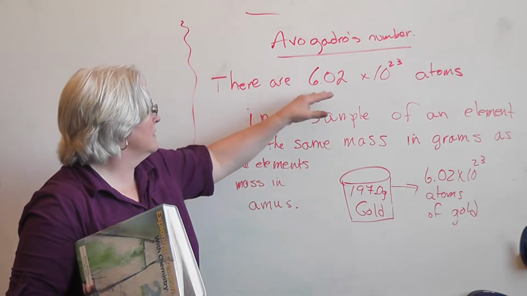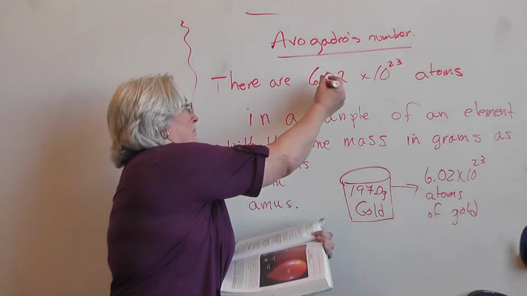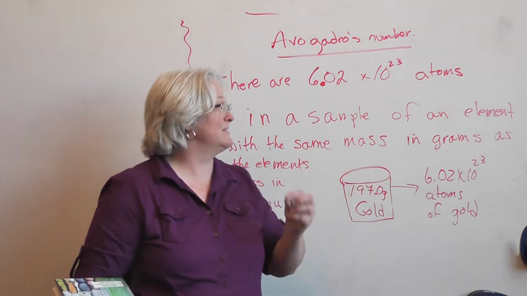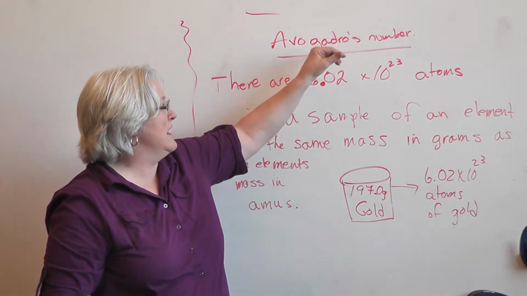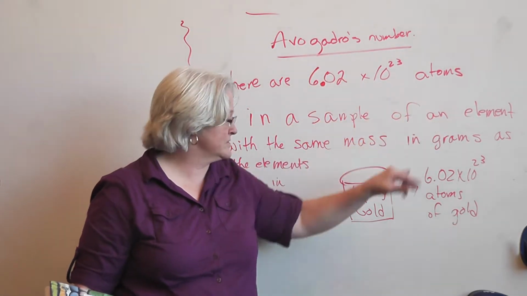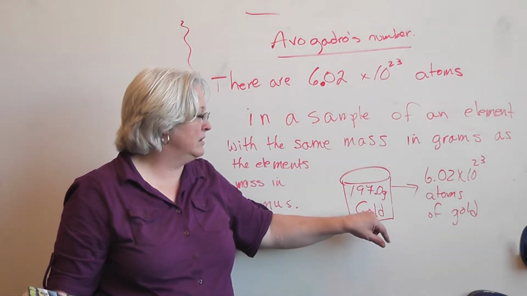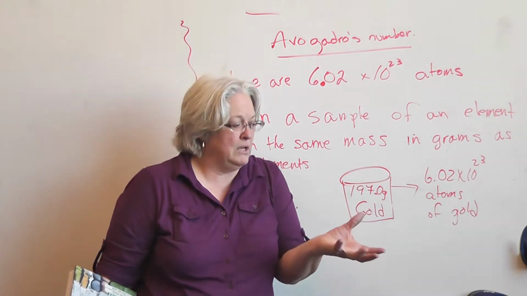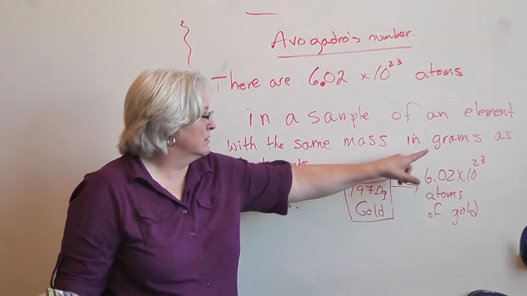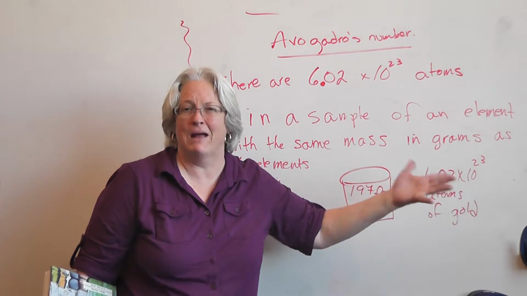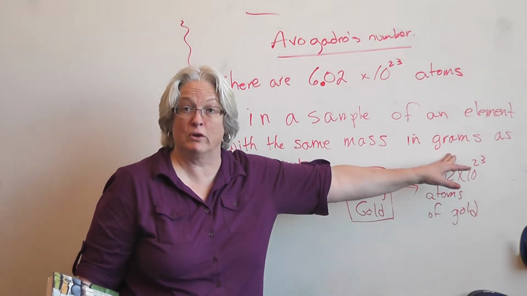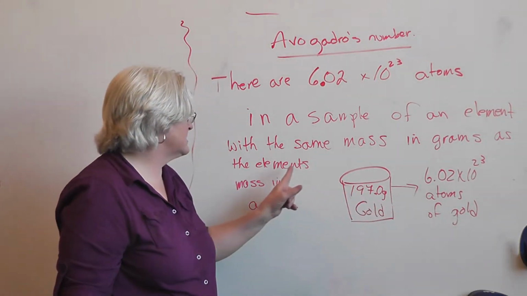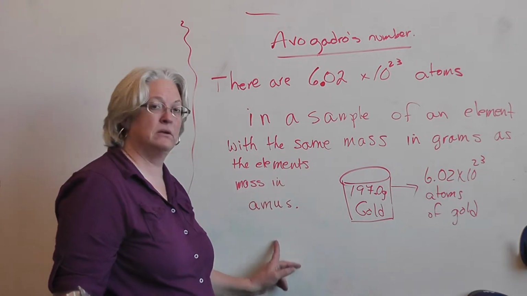Avogadro's number is just a number. Avogadro's number refers to 6.02 times 10 to the 23rd. And that tells us the number of atoms of a specific element that are contained in a sample of that element. When we talk about a sample, all we mean is an amount of that element. But the mass of that sample is going to be measured in grams, and the grams of that sample has to be the same as the element's mass in AMUs.